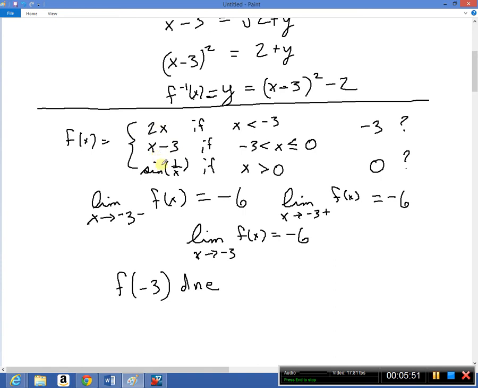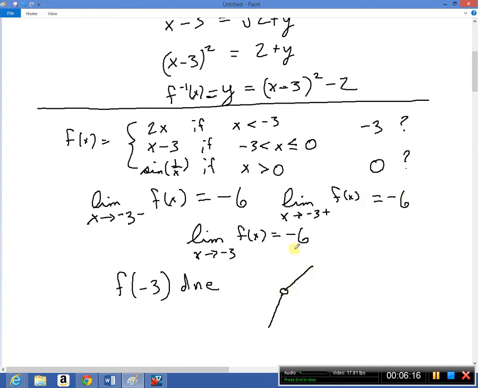So negative 3 is not in the domain. You can't plug it in and get a y value out of it. So f of negative 3 does not exist. So the graph of this function so far would look something like this. You'd have a line of slope 2, which is fairly steep, and then you'd have a line of slope 1, and they come together at the same point, but the point is not included.